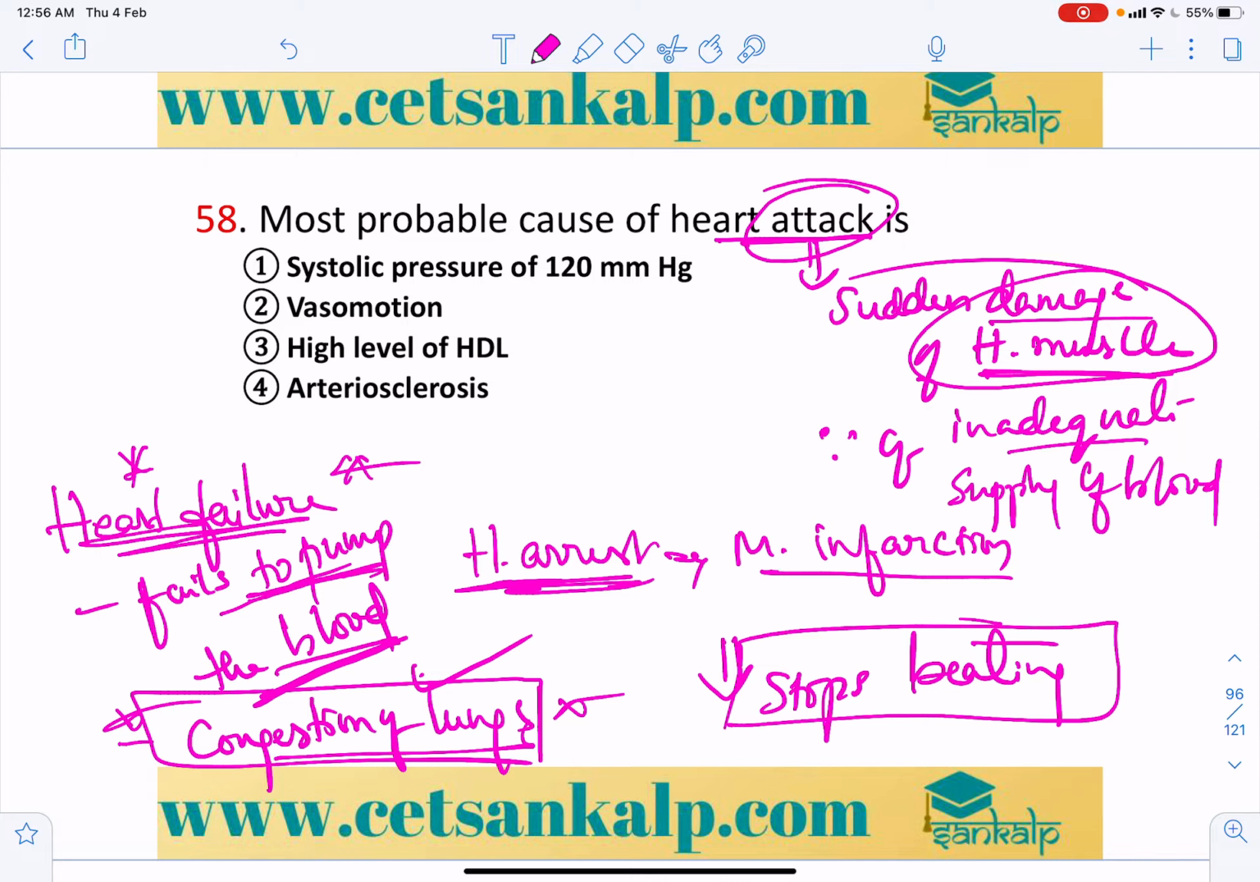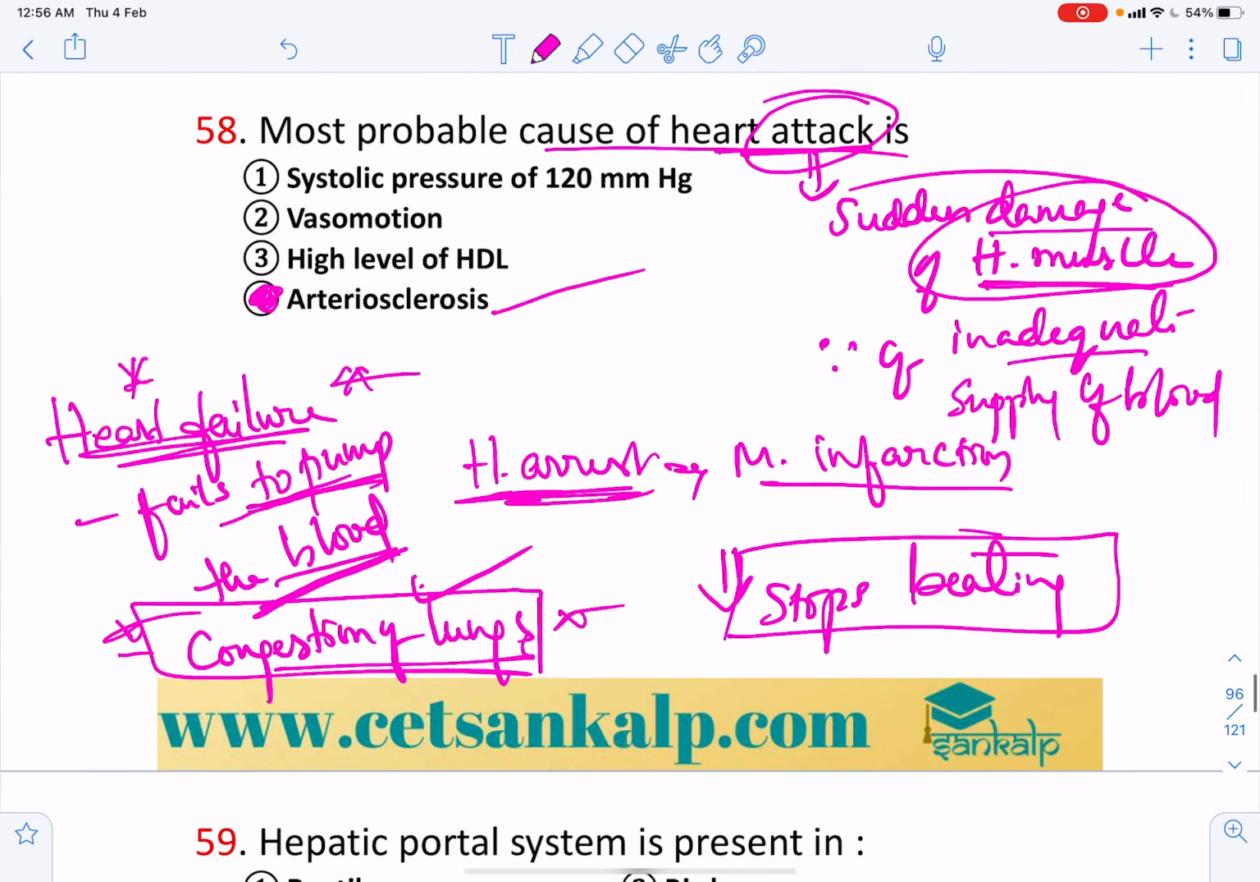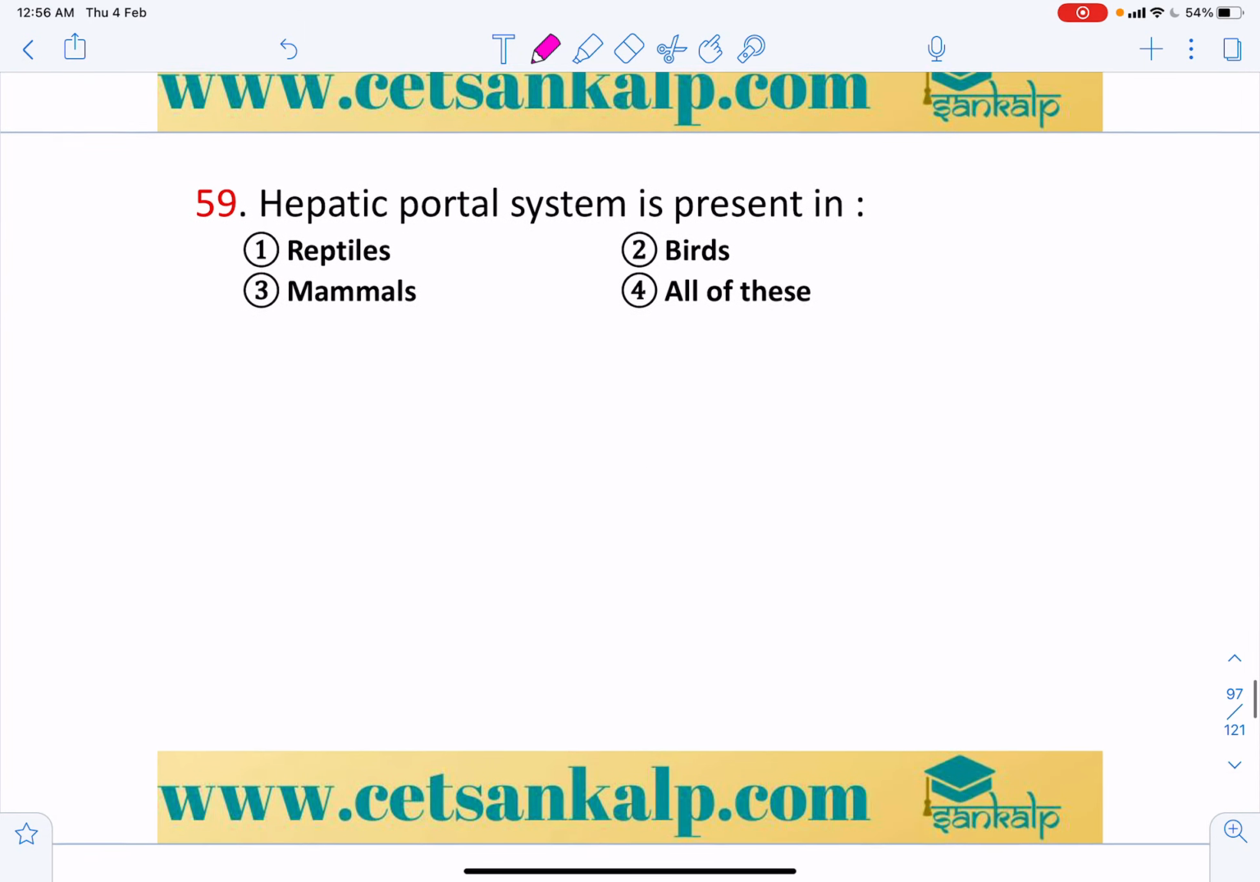So what is the most probable cause of heart attack? Arteriosclerosis is the most probable cause of heart attack. Heart attack means sudden damage of the heart muscle.